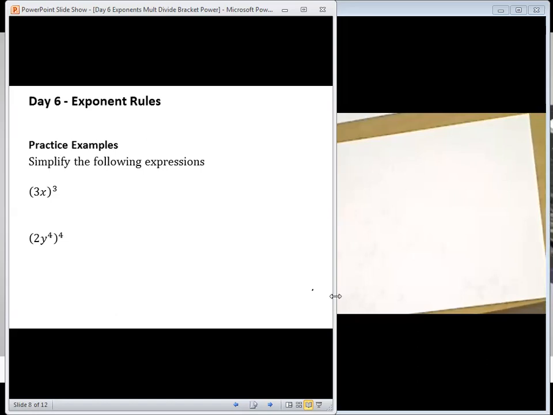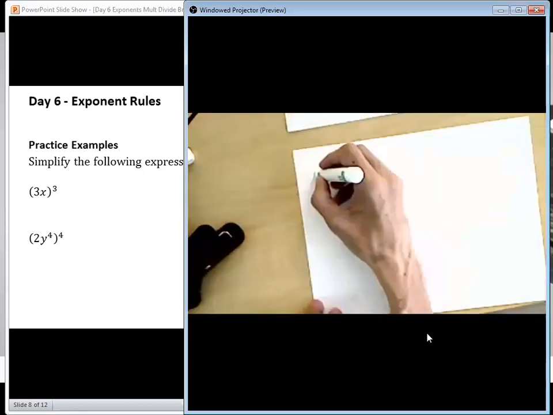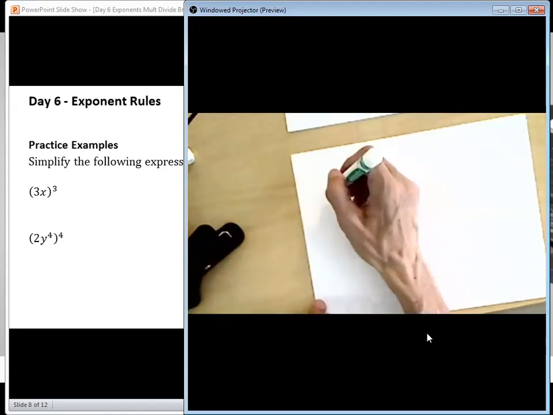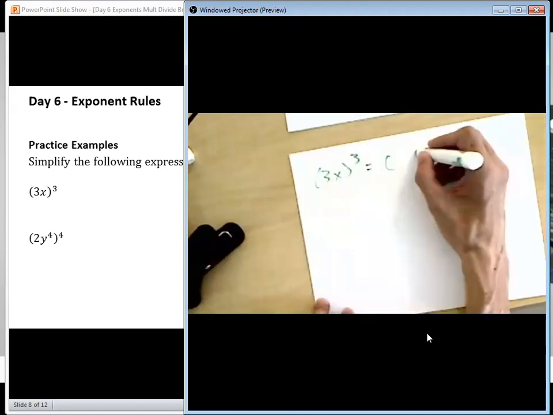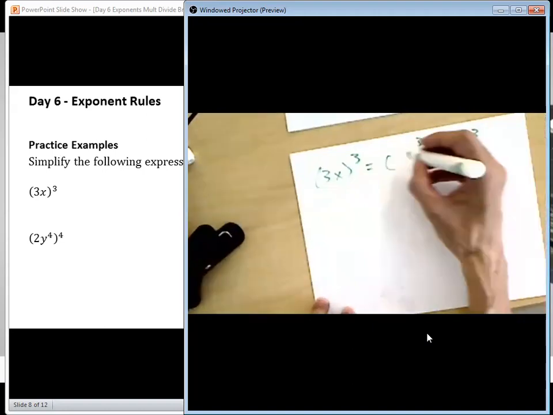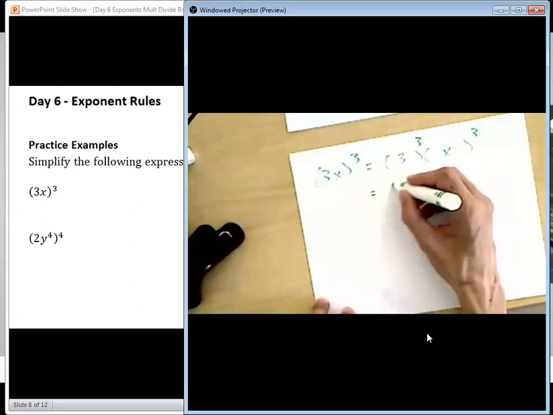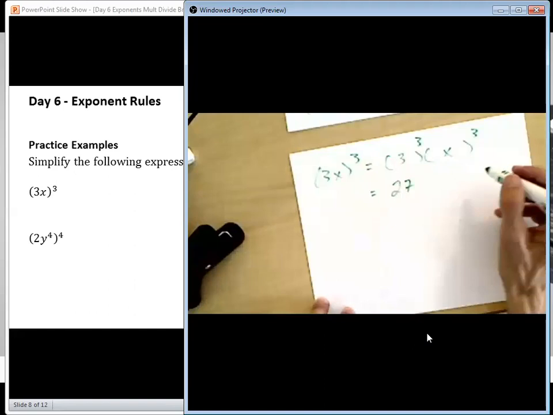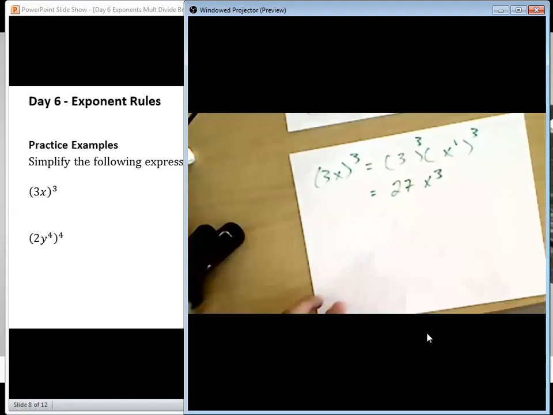Now this one. What do we get? Yeah, this one I'll show you in a couple of steps in case you need a refresher. On the screen is this. Each thing gets the exponent from the outside. 3 there, x there. 3 to the power of 3, 27. Invisible 1. 1 times 3 is 27x cubed like that. Yeah.